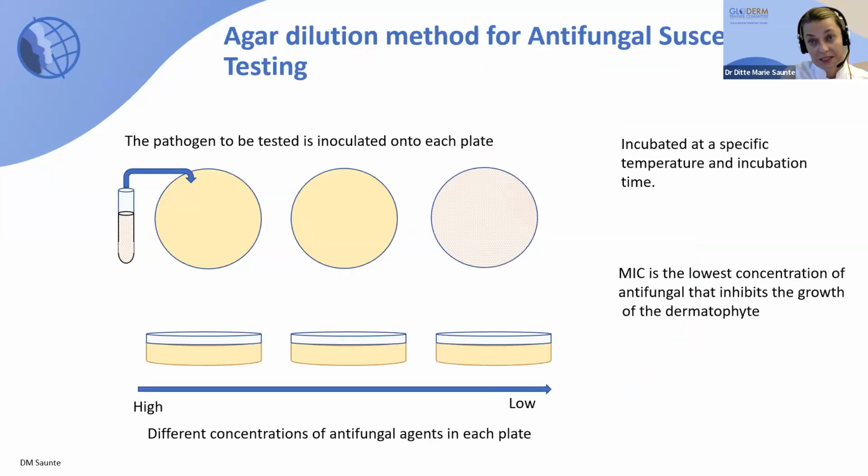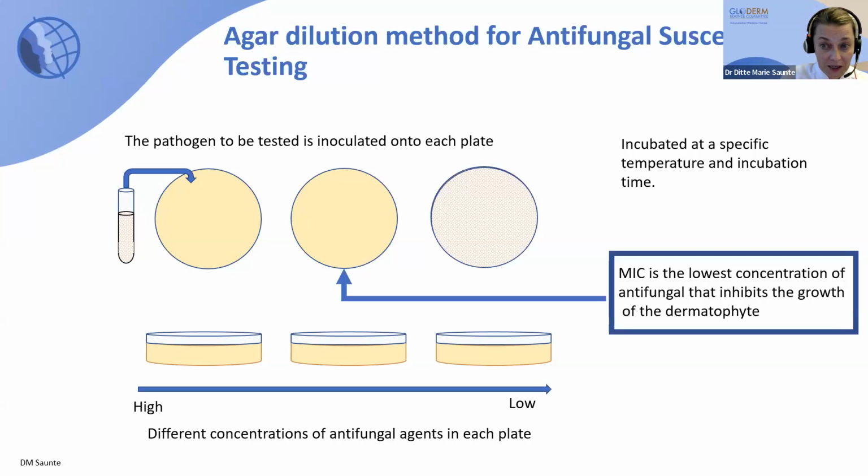Another test is the agar dilution method, where the pathogen to be tested is inoculated on each plate, and you have different concentrations of antifungals in each plate here, highest to lowest, and then you incubate your agar plates at a specific temperature of 25 degrees for a specific time. And again, here we have the MIC as the lowest concentration which inhibits the growth of the dermatophyte.